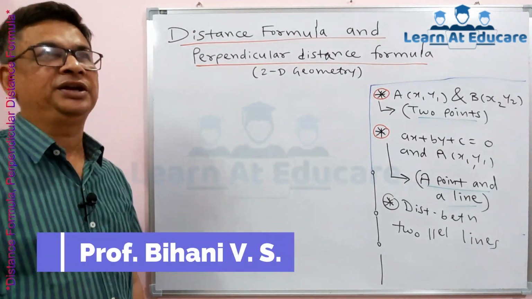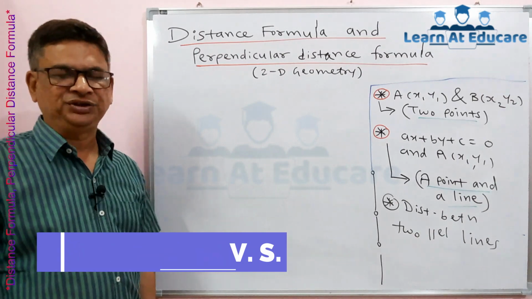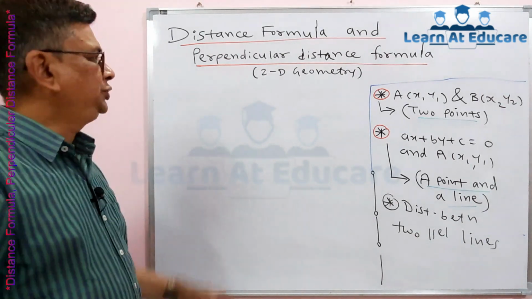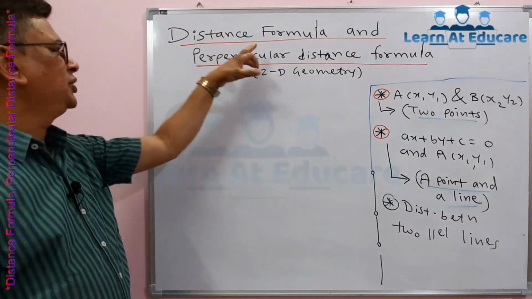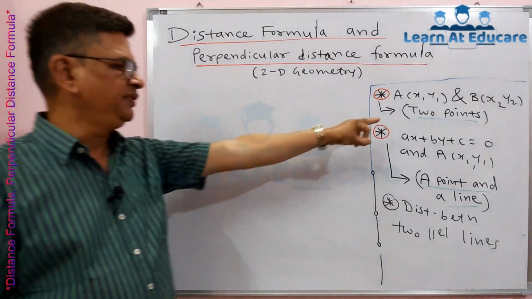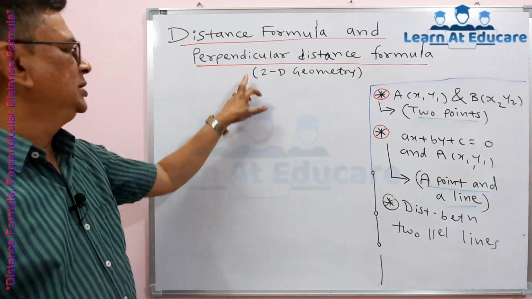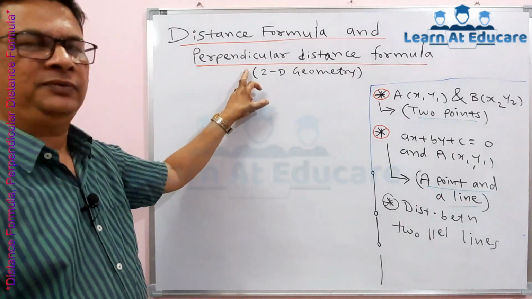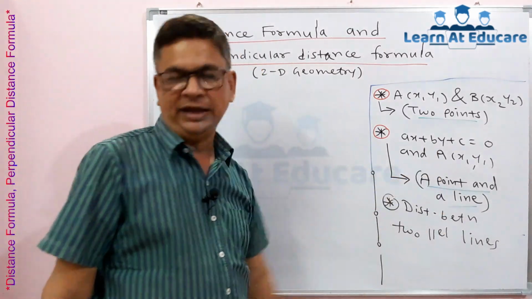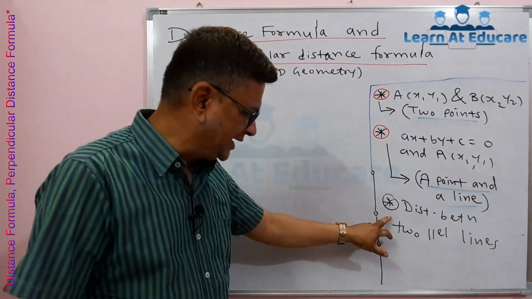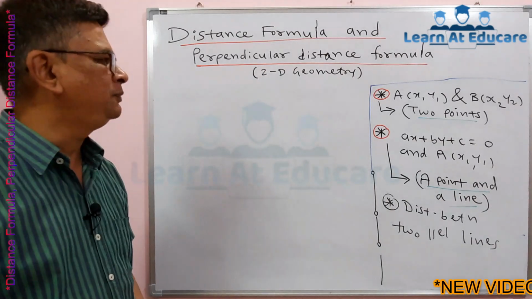This is Bihani, and in this mathematics session we are going to see two formulae that are generally used to find the distance. One is called the distance formula, which gives the distance between two points, and the other is called the perpendicular distance formula, which gives the distance between a point and a line. We'll also take a special case, the distance between two parallel lines.